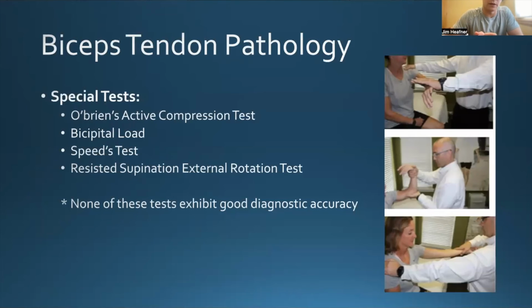The different testing that we can do are the O'Brien's active compression test, bicipital load test, the Speed's test, and resisted supination external rotation. None of these tests exhibit good diagnostic accuracy. So from an OCS exam standpoint, you should know that these are different options for testing the bicep tendon, but none of them, especially individually, are going to be too accurate because of the crossover of other things that we're assessing during these tests. Meaning a lot of other structures are getting stressed and strained as we're assessing bicep tendon pathology.